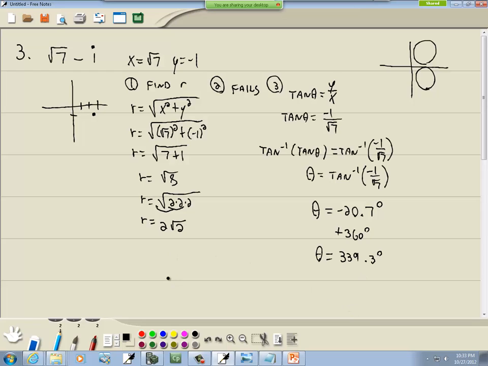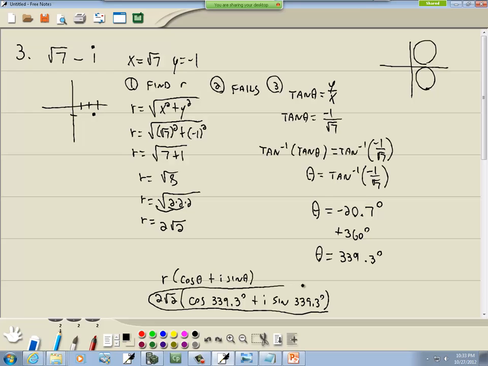Okay. So we found r and we found theta, and that makes sense when you think about theta. If I go all the way around, that looks like 339.3 degrees. So we got r cosine theta plus i sine theta. r we said was 2 square root of 2, and then we'll have cosine of 339.3 degrees plus i sine of 339.3 degrees. And that's our answer.